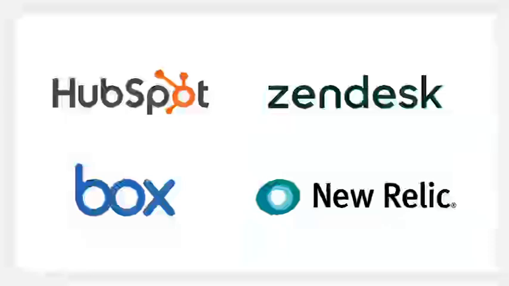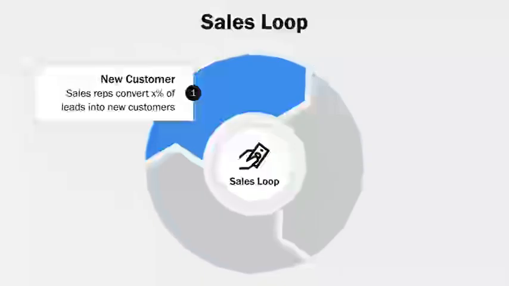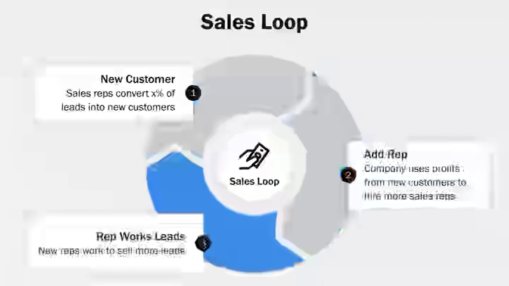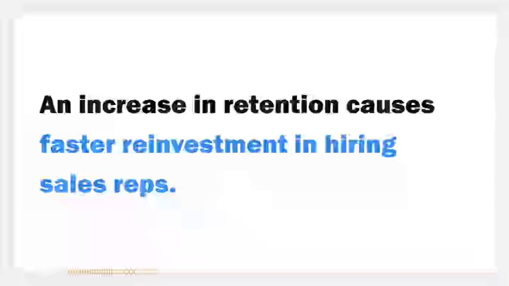Let's think about HubSpot, Zendesk, Box, or New Relic. We can think about a sales loop. A new customer signs up, we add sales reps. Those sales reps work the leads, creating more customers. An increase in retention causes faster reinvestment in the hiring of sales reps, which is going to produce more customers over time. Now, we're going to dive into these acquisition loops in a lot more detail in one of the future modules, but let's move on to the second reason of how retention engagement powers acquisition.